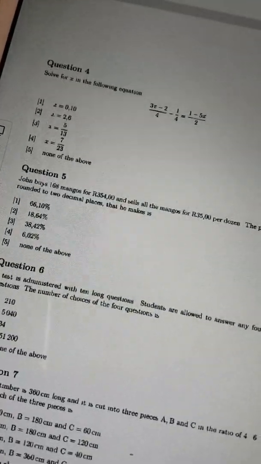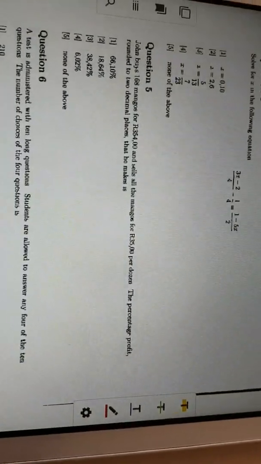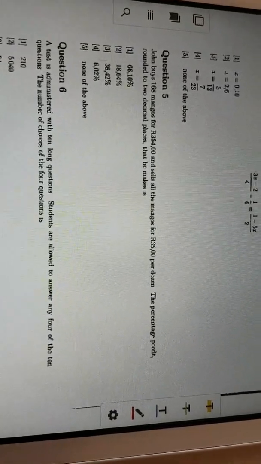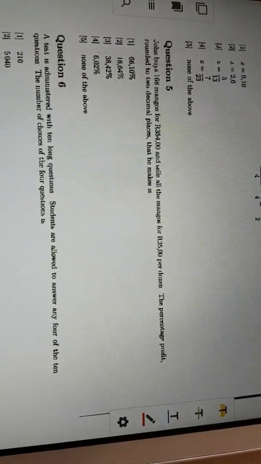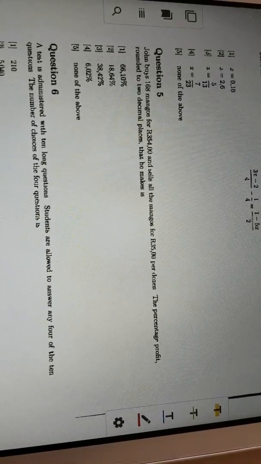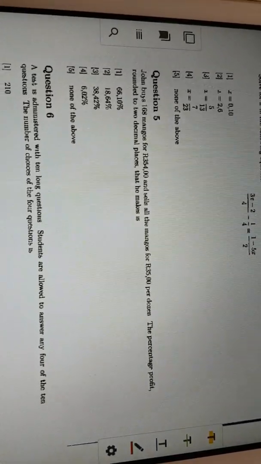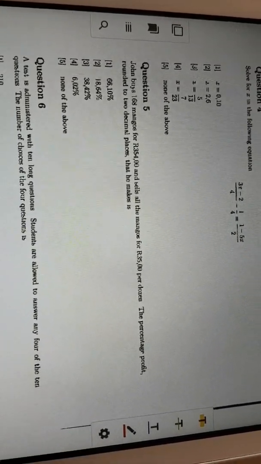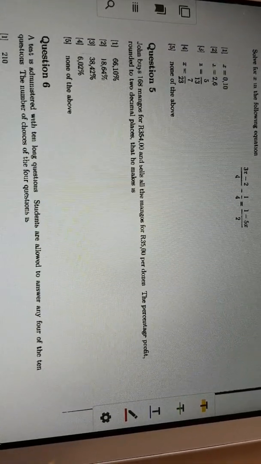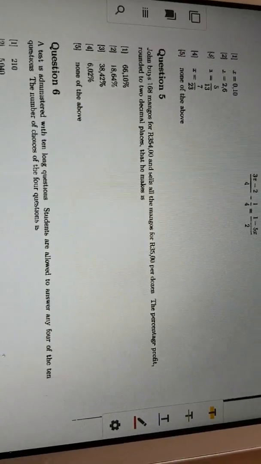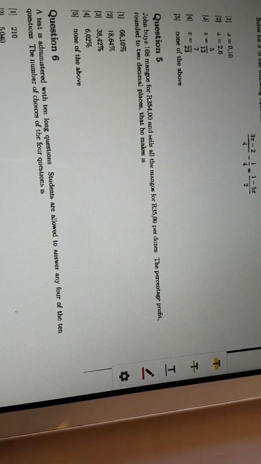Let's move to question number 5. So let's read question number 5 together. John buys 168 mangoes for 354 and sells all the mangoes for 35 rand per dozen. The percentage profit, rounded to 2 decimal places, that he makes is. Okay, so per dozen he was selling 12 mangoes at 35 rand. So dozen, remember, it's 12 mangoes.